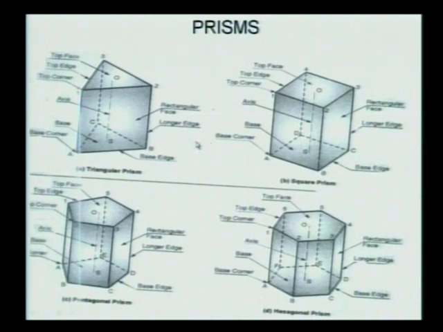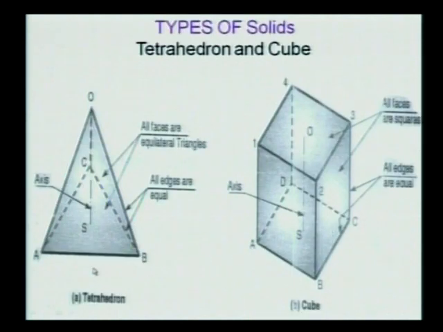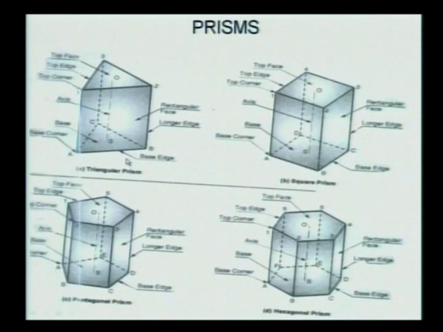So what is the specialty of the prism? You can see in all 4 types that the base and the top both are exactly similar. In the first case here, see, the base is an equilateral triangle but the top is a point, okay. Now in this case the base and top both are exactly similar, and these corners are joined by these edges that are called the longer edge, shorter edge, like that, base edge, okay. So let us go one by one.